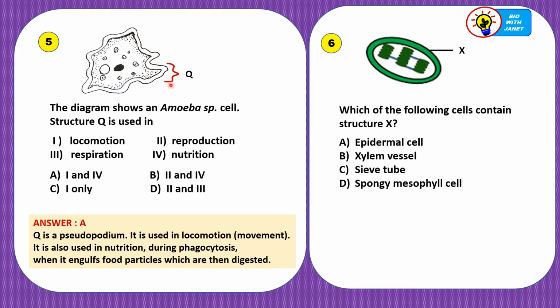During phagocytosis, the pseudopodia are extended out to engulf the food particle. So a food vacuole will be formed, and then the enzymes from lysosomes will digest the food in the food vacuole. So this pseudopodium is used in locomotion and nutrition. So it's 1 and 4. A is the answer. Now let's go on to number 6. Which of the following cells contain structure X? A. Epidermal cell, B. xylem vessel, C. sieve tube, and D. Spongy mesophyll cell.